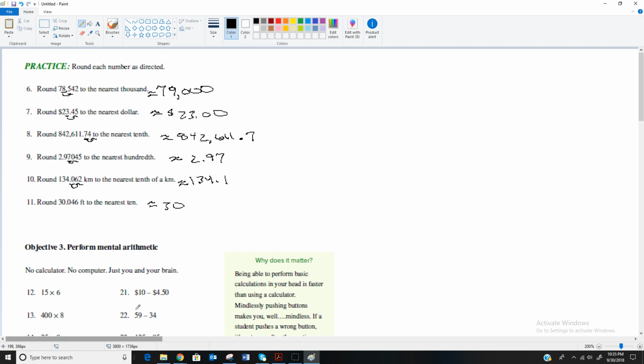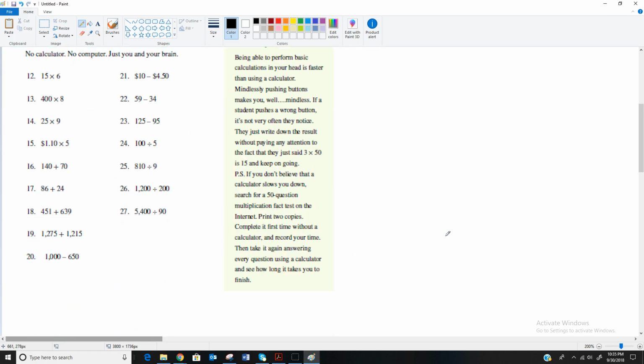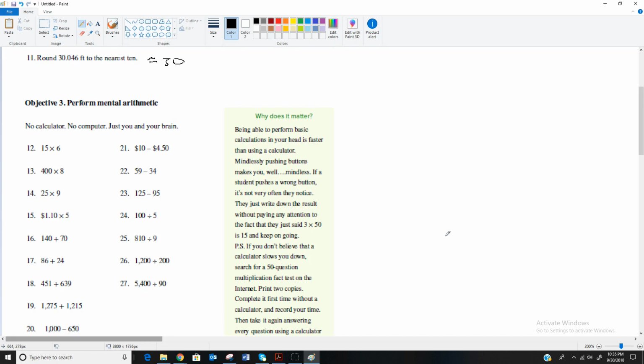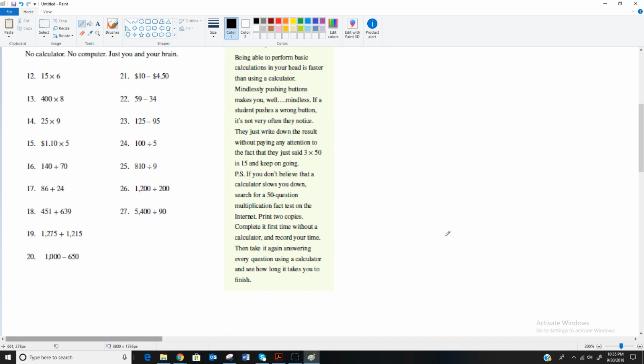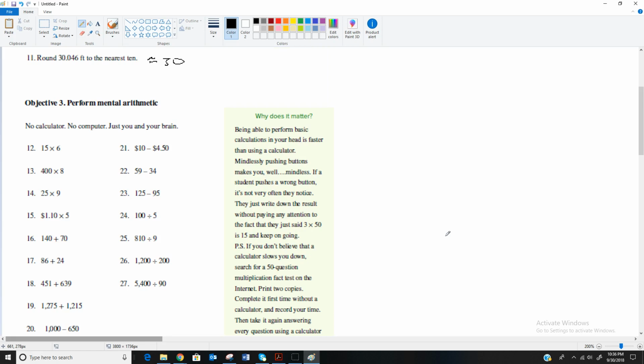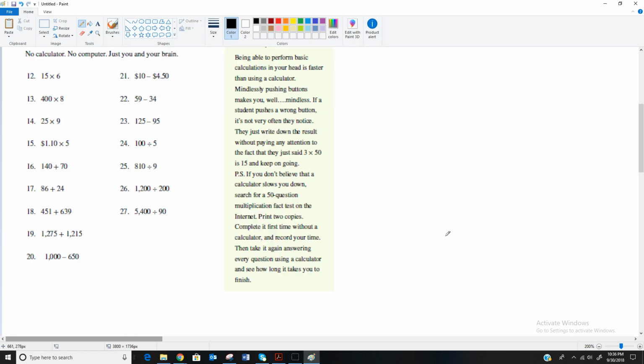Hopefully you did okay. And the next thing that we're going to do is we're going to perform some mental arithmetic. What they're saying here is they want you to try to multiply these without using your calculator. You're not going to ever have your calculator taken away in this class, but it is good to be able to do some of these in your head because it's faster. And also they're ones that you should be able to reason through. So I'll kind of give some of my recommendations as I go through.